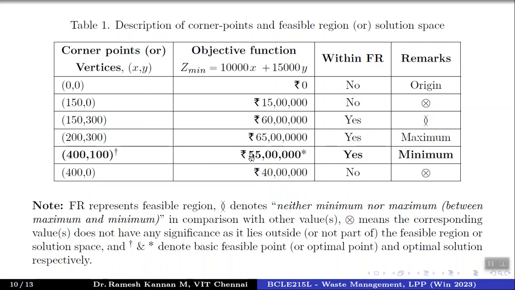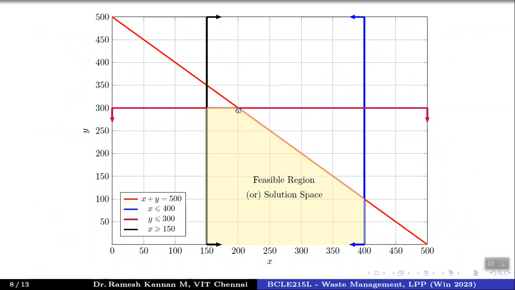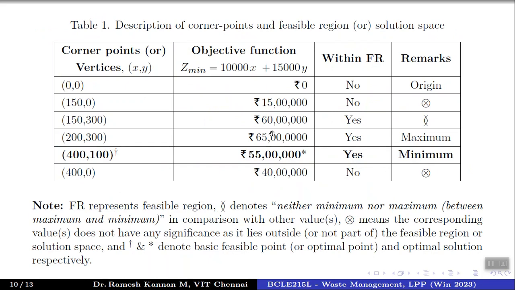400 comma 100, when you substitute that in the objective function, we'll get 55 lakhs. Whereas the other 2 points like 200 comma 300 or even 150 comma 300 will give us higher values. 65 lakhs is the highest, the maximum of it, and a value of 60 lakhs is neither maximum nor minimum. And the x marks are not forming the solution even though they are lesser. And then 55 lakhs is the minimum value, and that is within the feasible region. And our optimal value is x equals to 400 and y equals to 100.